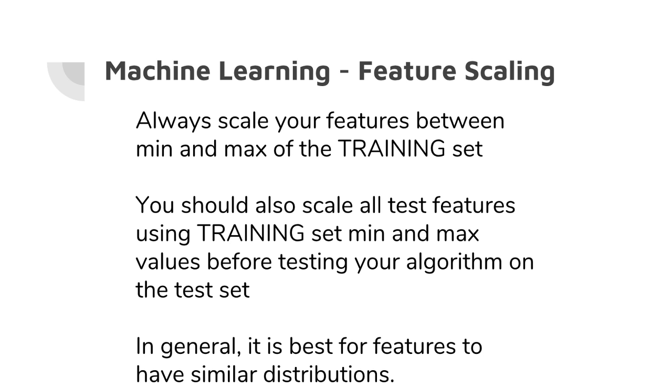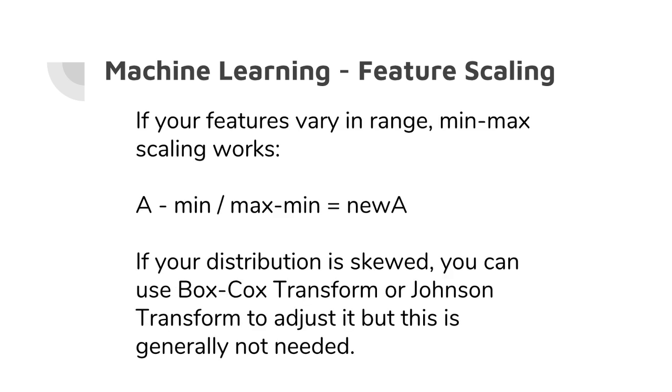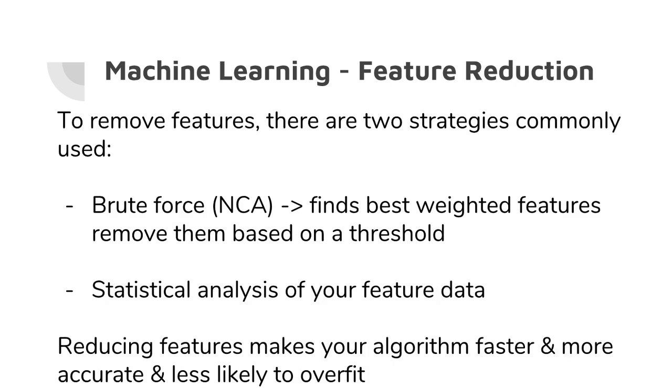Another thing is it's best for features to have similar distributions. So one thing you can do is use the Box-Cox transform or the Johnson transform to make your data unskewed. But you don't have to do that. It's usually unnecessary.